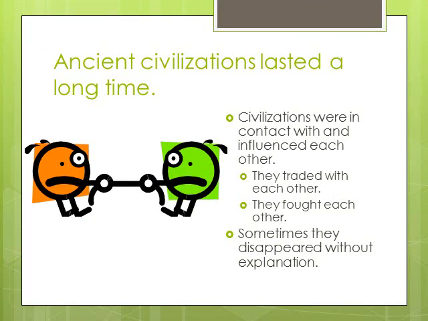Also, civilizations were in contact with and influenced each other primarily in two ways. They traded goods and resources back and forth with each other, and they fought each other for control of the same territory. Lastly, some civilizations, say for example the Indus Valley civilization in what is today Pakistan, disappeared without any real explanation, and historians don't really know what caused that civilization to end or what happened to those people.